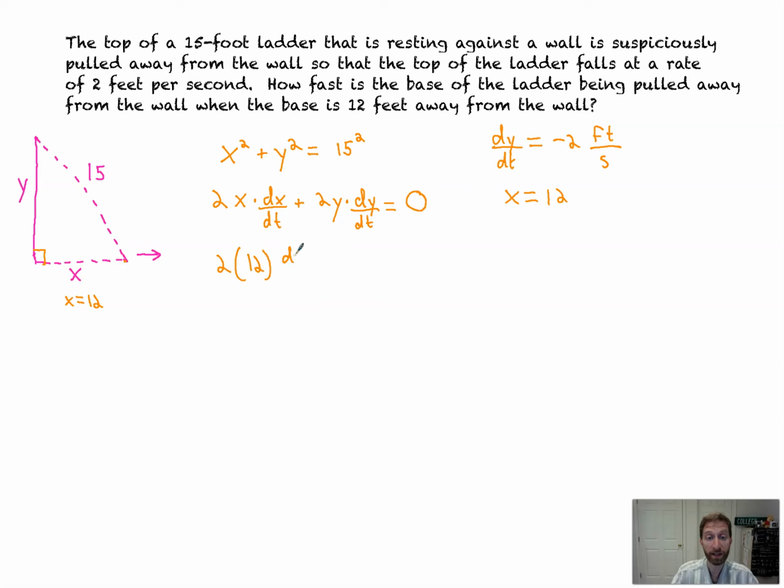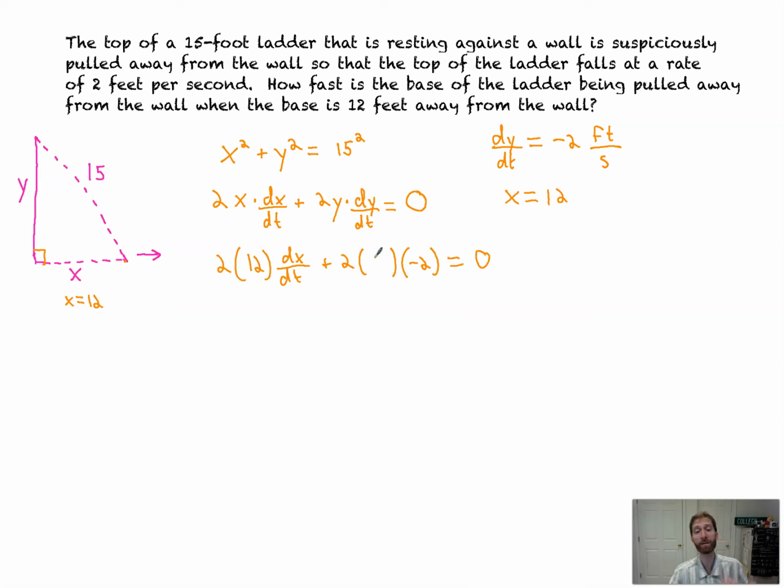We don't have dx dt. That's okay because we're being asked, what is the rate at which the ladder's being pulled away from the wall, the base of it? It's good that we don't have that. Plus 2 times, we don't have y. We've used all the numbers in here. Dy dt we do have, that's negative 2. Okay, and that's equal to 0.